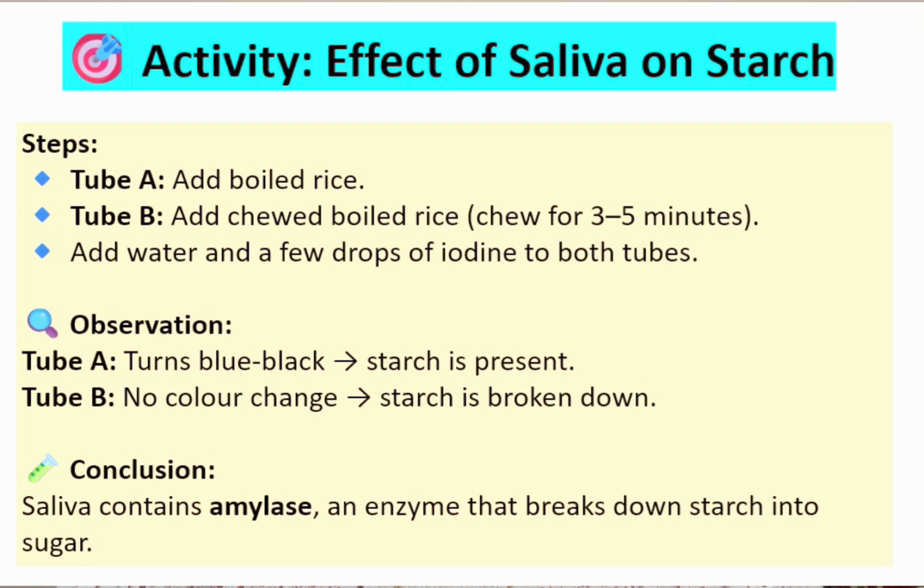Tube A turns blue-black, showing starch is present. Tube B shows no color change, meaning starch has been broken down. This proves that saliva contains amylase, which breaks starch into sugar.